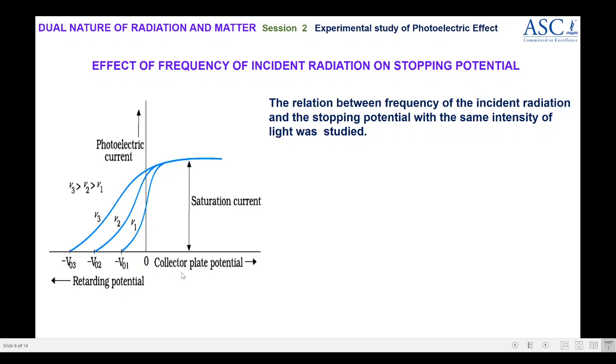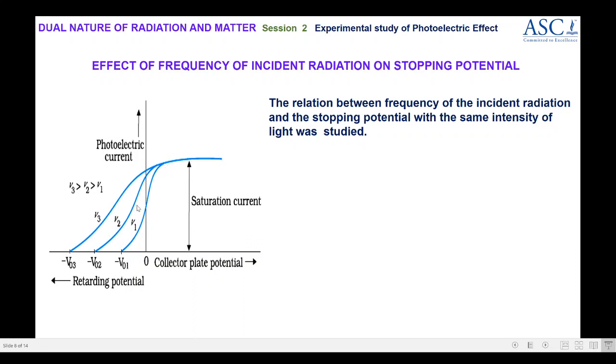Now along x-axis collector plate potential is indicated, and V01, V02, V03 are the retarding potentials. Along y-axis you have photoelectric current. Now nu1, nu2, nu3, they represent frequencies such that nu3 is greater than nu2, greater than nu1. Now in this observation, for one particular frequency nu1, the stopping potential was observed to be V01.